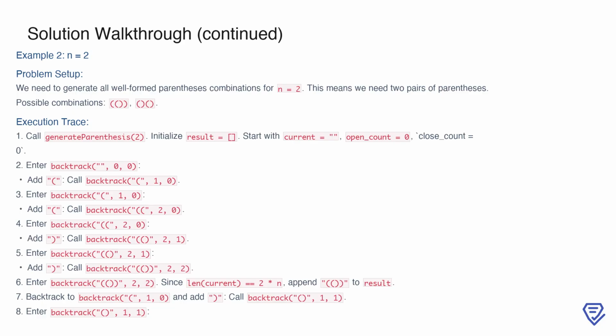Now that open_count equals n, we can only add closing parentheses. We add 1, incrementing close_count to 1, and make another recursive call. Then, we add another closing parenthesis, reaching close_count equals 2 and a valid combination, which is added to the result list. After backtracking to try other possibilities, we return to the state where current is, and add a closing parenthesis instead. This leads us to explore the second valid combination.